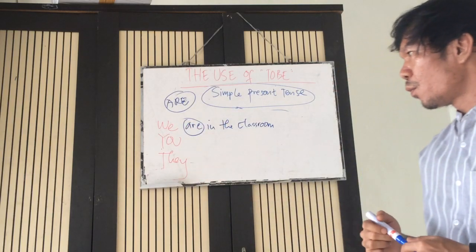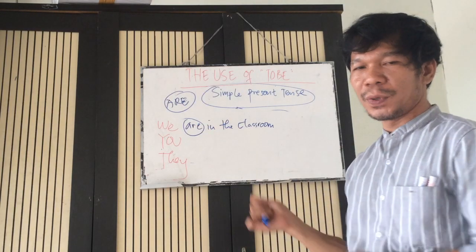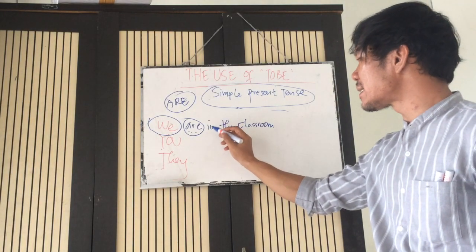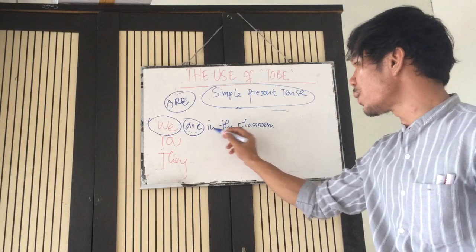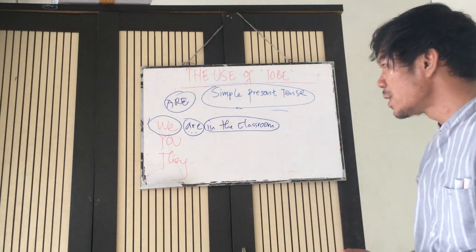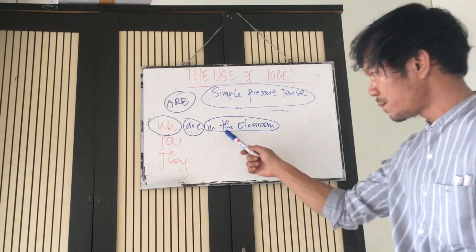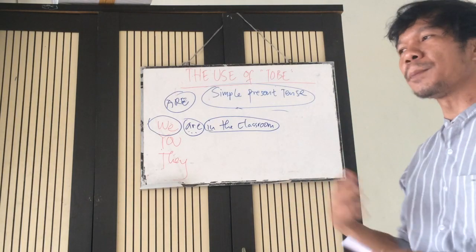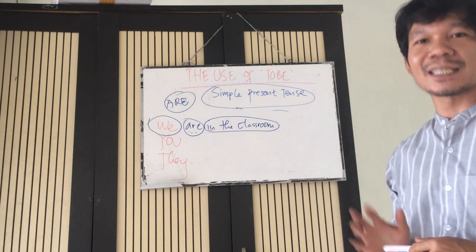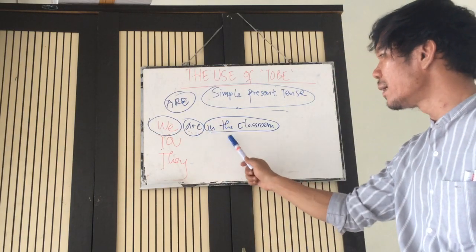Why do we use are here? Why don't we write we in the classroom? It is not correct. It is false in English structure. We use to be are here because the subject is we. And then in this sentence we don't find any verb. We find here in the classroom, which is the place or the location. So this is a preposition of place that is not a verb, right? So this is a prepositional phrase. In the classroom, the position we are in. So we are in the classroom, not we in the classroom. It's not correct in English. So we have to put to be are after we and continue with in the classroom.